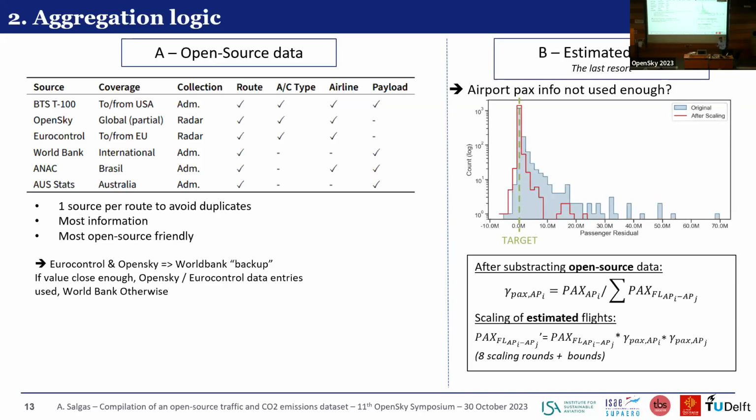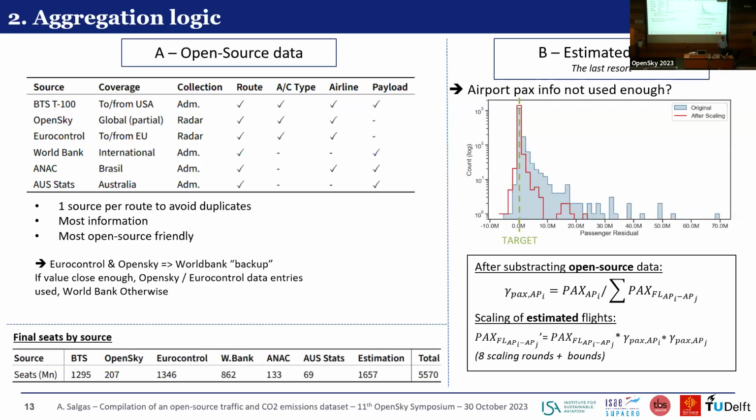An additional step was performed after the XGBoost regression. That was to use, once again, Wikipedia airport passenger traffic information to scale the flights going to and from this airport to minimize the residual of seats or passengers arriving at this airport. And in the end, if you look at the repartition of the different sources in the final dataset, we have around 5.5 billion seats, while the United States BTS source covers 1.3, the Eurocontrol dataset 1.3, and the estimation dataset 1.6, while the World Bank dataset covers around 800 million seats.